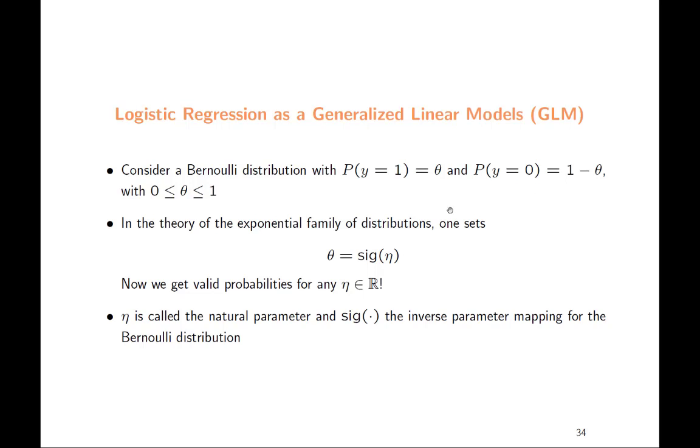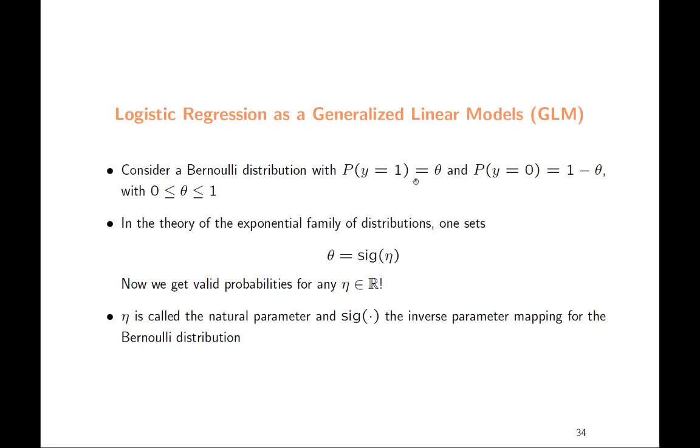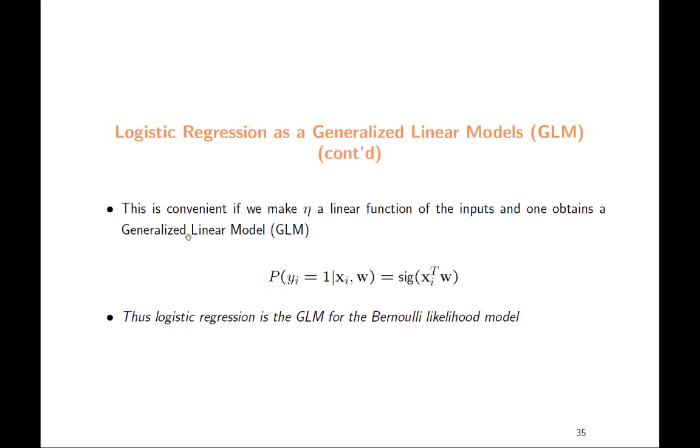And then, to change this into a member of the exponential family of distributions, which is also a big theory in statistics, you simply substitute theta with sigma of eta, because theta has this constraint and sigma of eta is now unconstrained. There's a theory behind it which I'm not telling you about. But then we have an easier model. The probabilities are now sigmoids of eta, and now we can substitute eta by a linear function, and then we get what is called a generalized linear model.